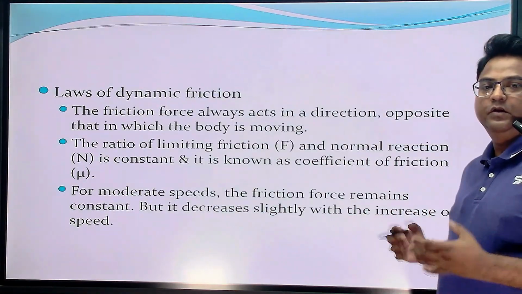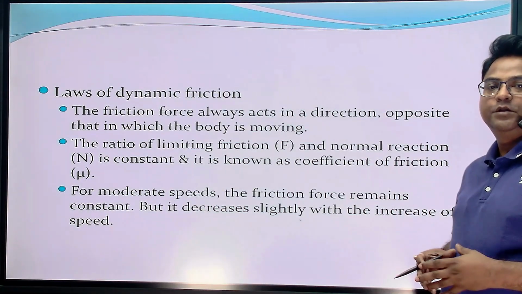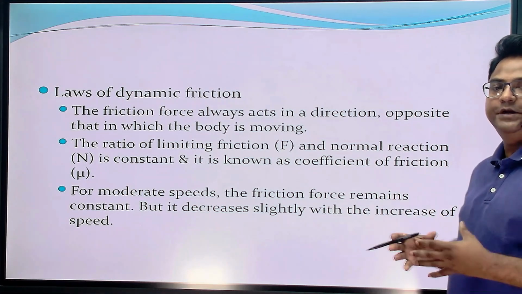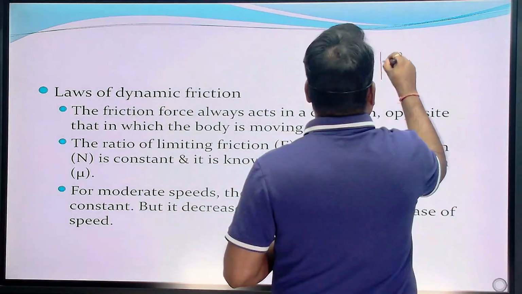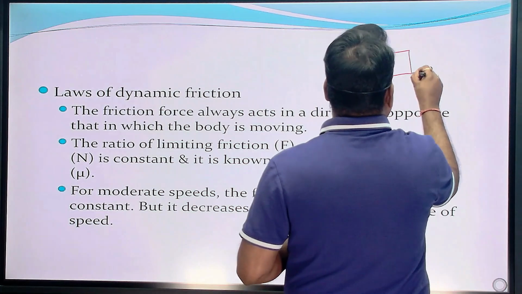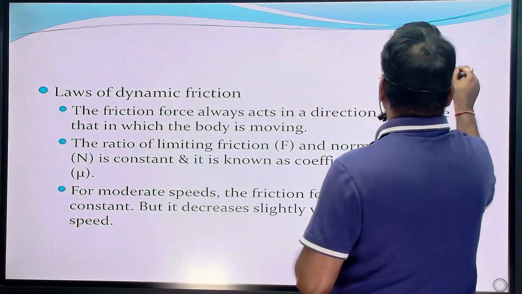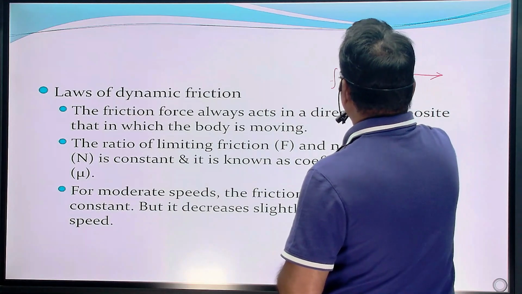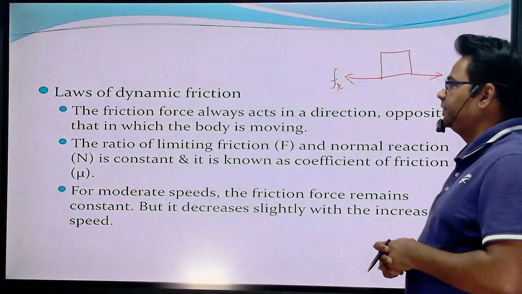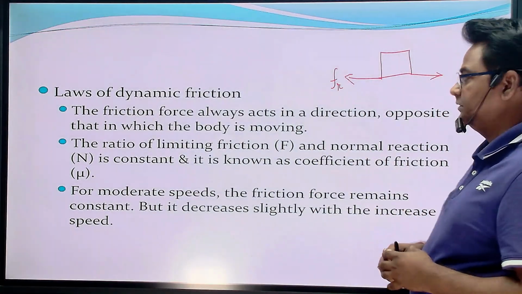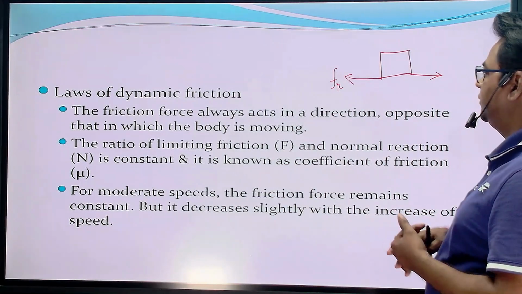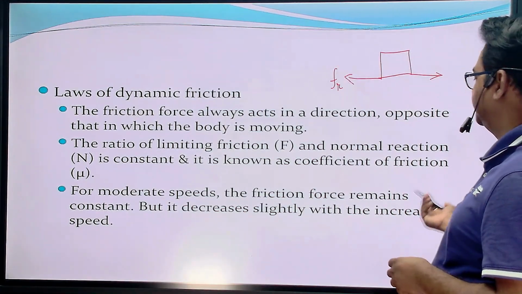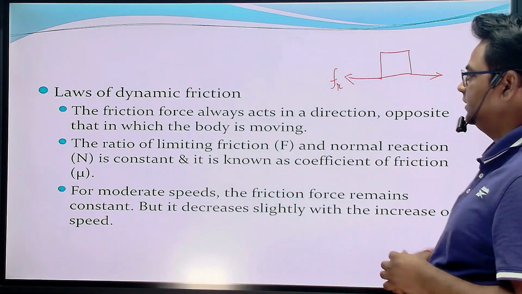Okay. Again, the laws of dynamic friction are the same. The friction force always acts in a direction opposite to that in which the body is moving. Same opposite force: when force is applied in this direction, then the opposite force is the frictional force. Same thing as static friction, same law. The ratio of limiting friction and normal reaction is constant and it is known as the coefficient of friction, mu is equal to F by N.